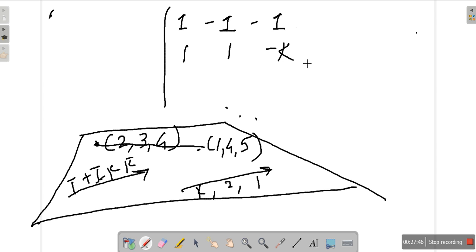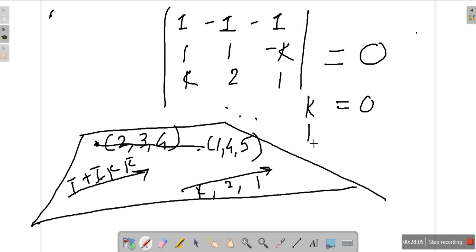What is the third vector? The third vector is k, 2, 1. The determinant must be 0. I leave this calculation to you. Just solve this determinant and you will get the answer. You will get 2 answers, that is k equal to 0 or k equal to minus 3.